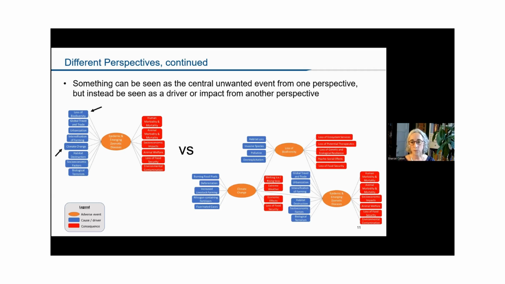While another group may be seeing the loss of biodiversity or climate change as their own central adverse events, and they're looking at the risk of those events, and they have their own list of causes and consequences. So it's just important to recognize these differences in perspective.